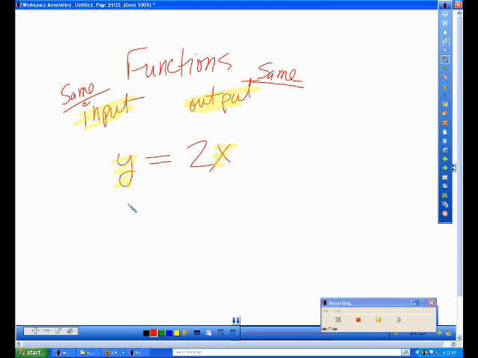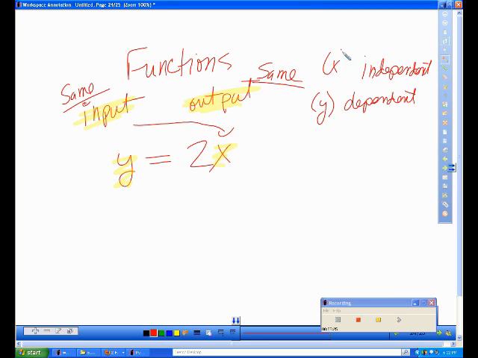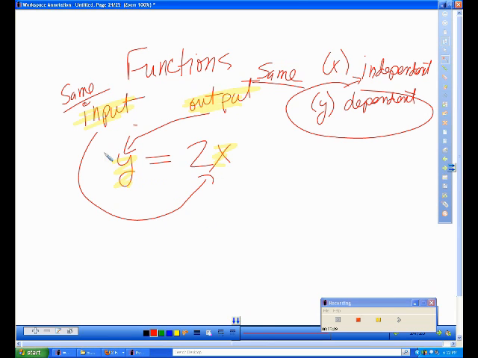But I'm going to go ahead and tell you that the input is the x. Because if you think about it, remember we've talked about independent variables, and we've talked about dependent variables. And we better remember that the dependent is the y, and the independent is the x. The y depends on what you put into it. So the output right here depends on what input you put into the function.